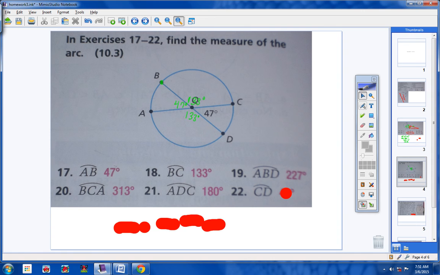180. And then lastly, pretty easy, arc CD. Arc CD, 47 degrees. Alright? There we go. Alright, moving on to the two word problems now.